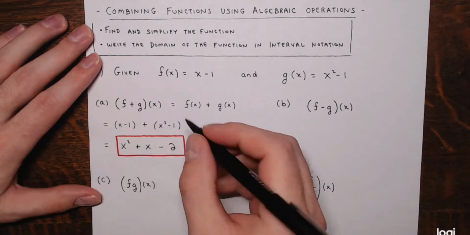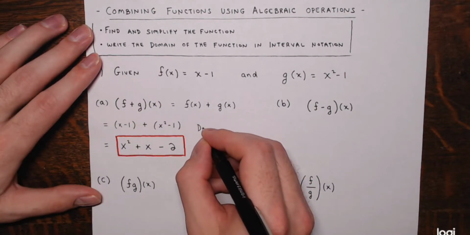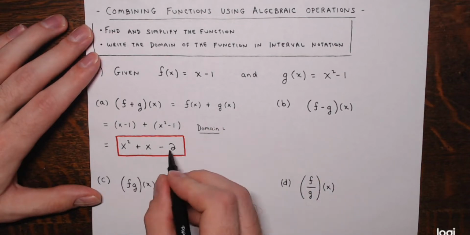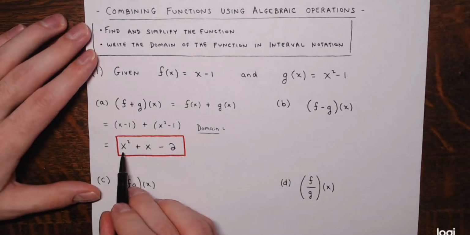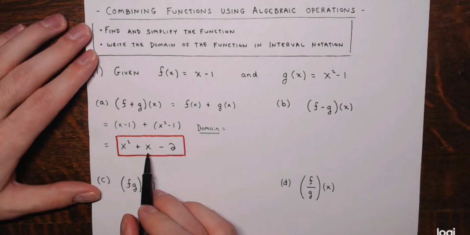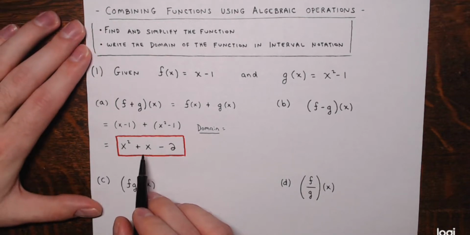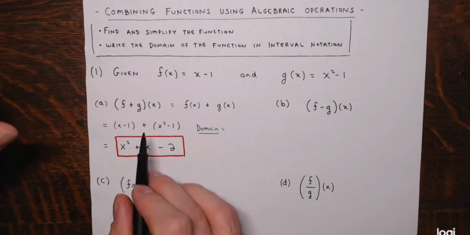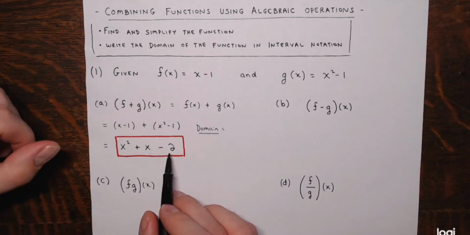And then part 2, we're asked to write the domain of this function in interval notation. Now for the domain of this function, there are no denominators with variables anywhere in this problem. There are no even roots of an expression with variables, square roots, fourth roots, sixth roots, etc. There are no logarithms, which you may or may not know about. If that's the case, the domain is all real numbers. We can plug in anything we wish for x here, and you will get a real number output.